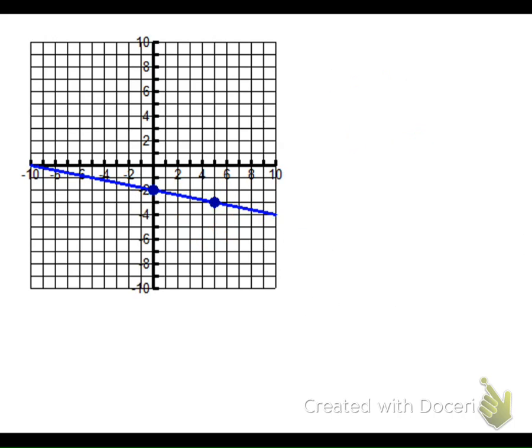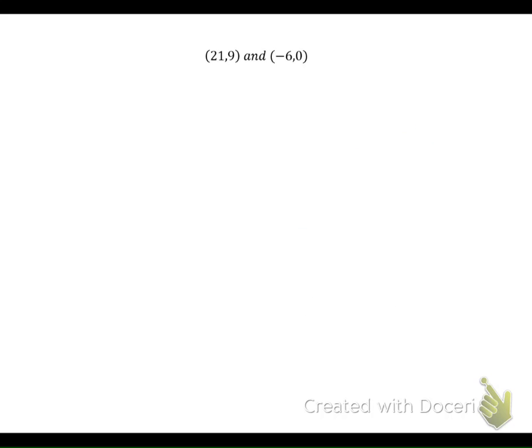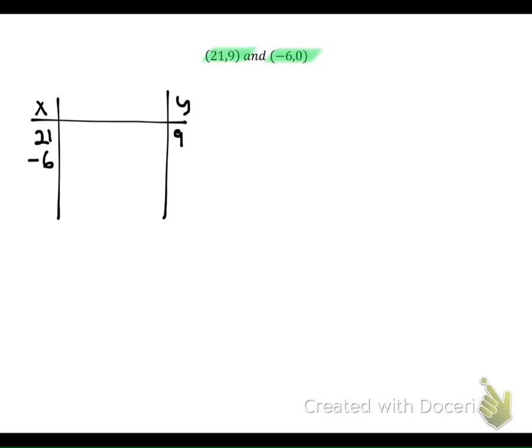The last example I'm going to show is when we have just 2 points. That's all they've given us. Again, since I have coordinates, I like to make a table. So I'm going to go ahead and make my table to set things up with my x's and my y's. I'm going to put these in my table: I have (21, 9) and (-6, 0). Well, when we have a table, we've done this before, we need to find our delta y and our delta x.